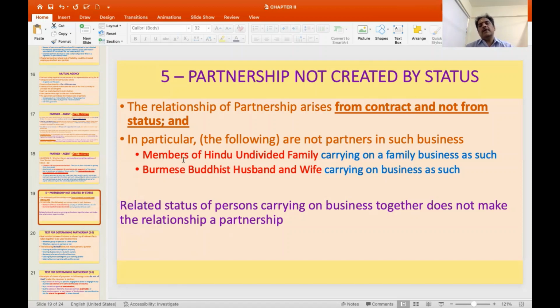Then section 5 talks about partnership not being created by status. The section says the relationship of partnership arises from contract and not from status. So basically agreement is the essential part of creating the relationship of partners, but mere status of the persons does not make them partners. For example, they made it clear by indicating that members of a Hindu undivided family carrying on a family business as such, or a Burmese Buddhist husband and wife carrying on business as such, that is as husband and wife or as members of the Hindu undivided family, do not become partners if they do their business. So the related status of persons carrying on business together does not make the relationship a partnership. So there are more elements required.